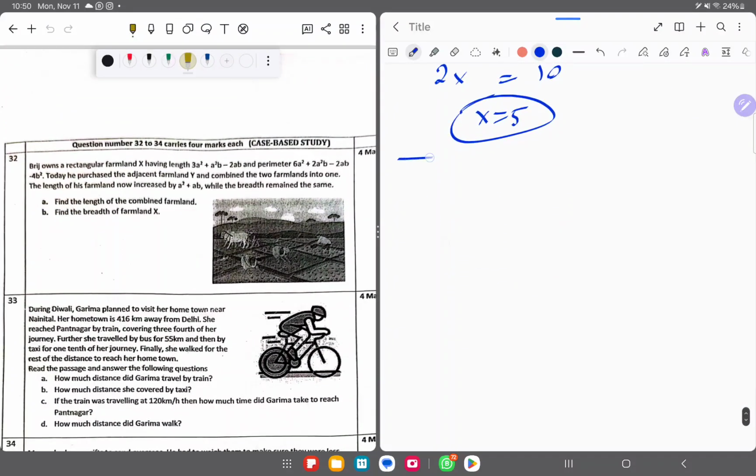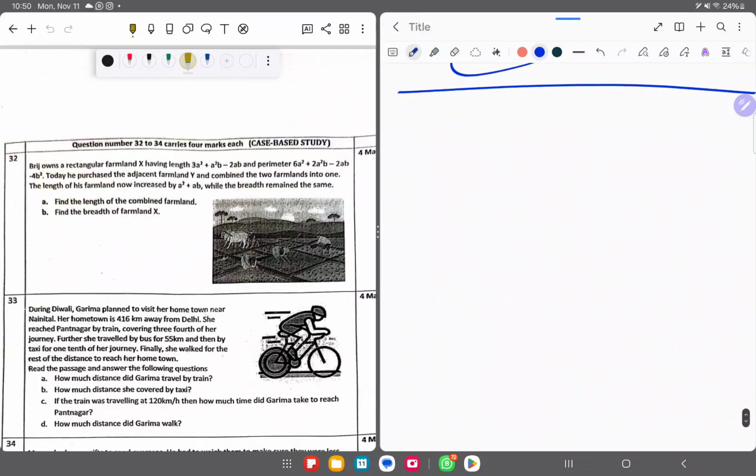Okay, let's do this one. Bridge owns a rectangular farmland. I guess I need to stop recording.